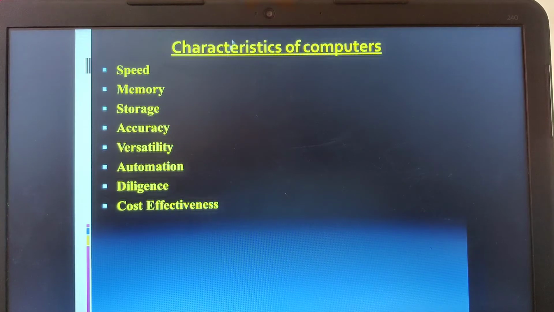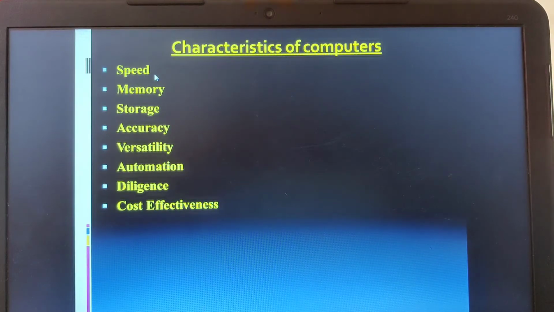So let us discuss the first characteristic, that is speed. Speed is the ability of the computer to get the answers fast enough so that one has time to take action. Usually our computer system is an electronic machine that uses electrical pulses which has high internal speed. So usually computer will process the data in terms of microseconds, nanoseconds and picoseconds. This is what speed is.